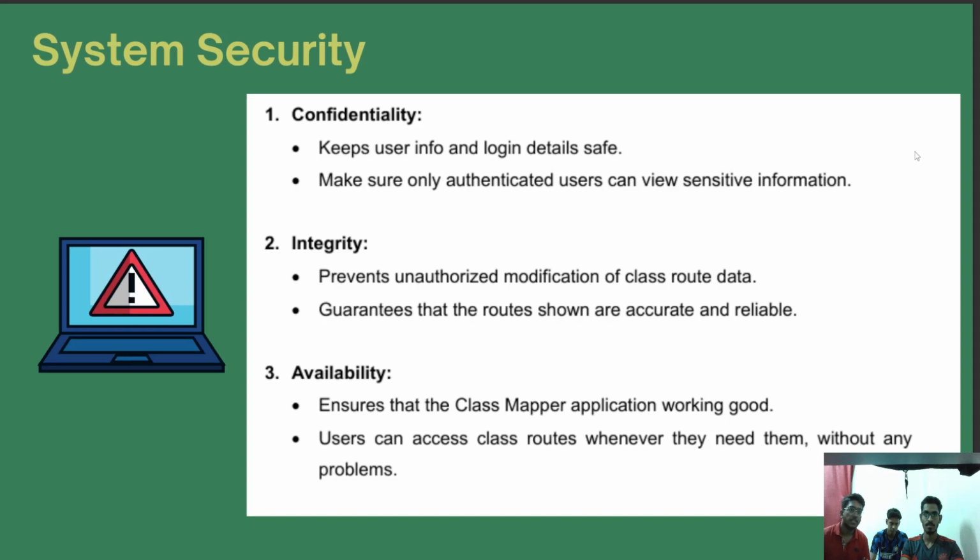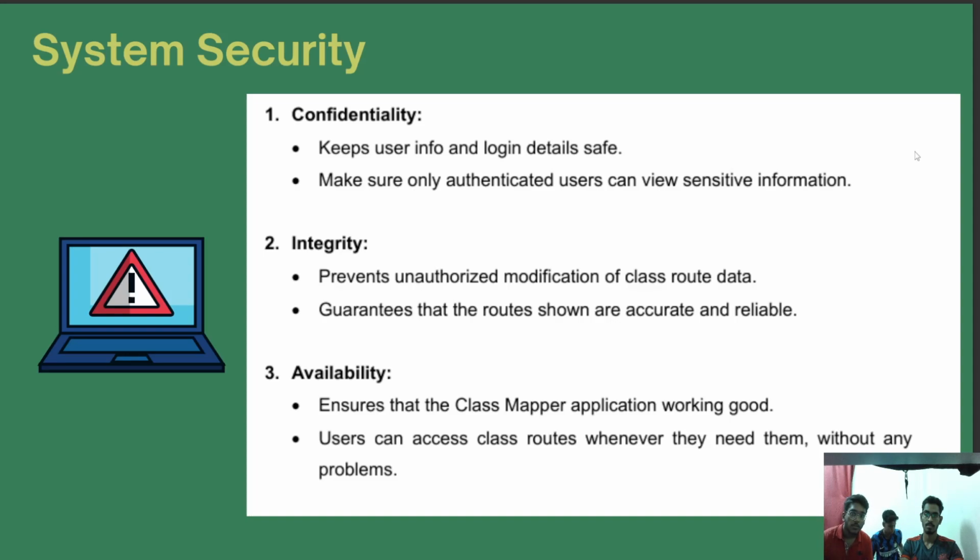So this one is system security. Here we have three security principles. The first one is confidentiality. It keeps user info and login details safe. Make sure only authenticated users can view sensitive information like their username and password. And the second one is integrity.